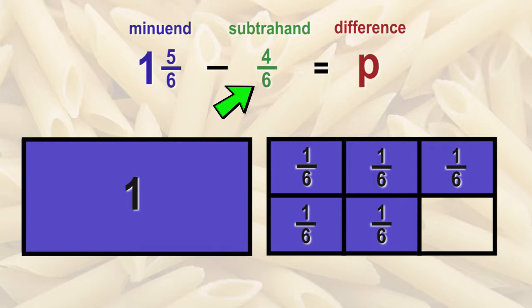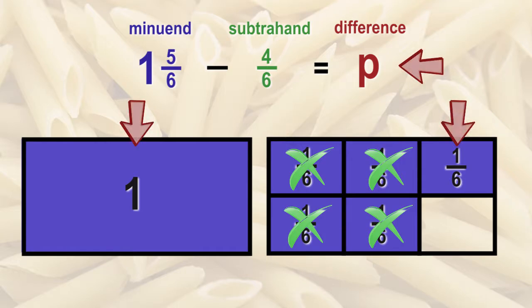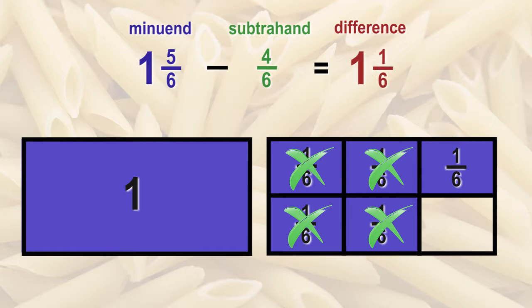The problem states she used 4/6 of the starting amount. This means she subtracted 4/6 from the starting amount of 1 5/6. This is shown by crossing out 4 of the 1/6 size shaded pieces. The difference is shown by the shaded pieces that are not crossed out. There is one whole and 1/6 piece not crossed out. Lauren has 1 1/6 packages left.